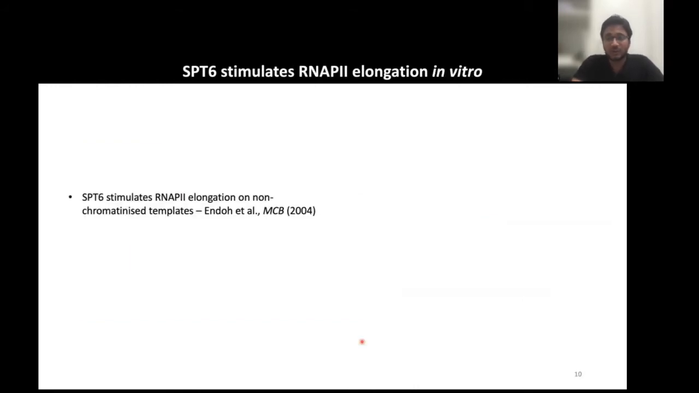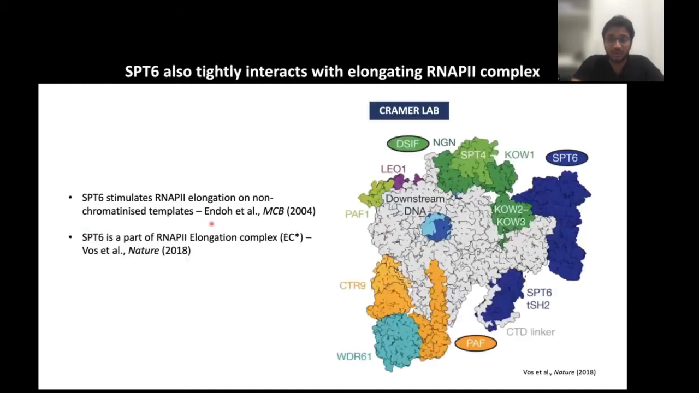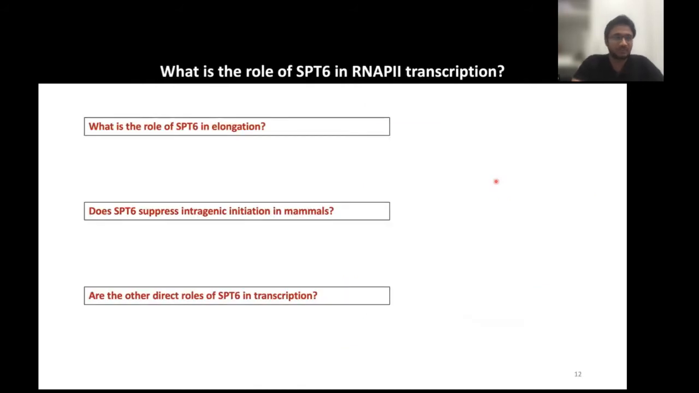One more thing that further got us interested in SPT6 was that SPT6 also stimulates RNA-Pol2 elongation in non-chromatinized templates. Furthermore, and more importantly, recently, as it was reported by Cecile Vos when she was at Patrick Cramer's lab, SPT6 tightly interacts with the elongating form of RNA polymerase II. Now, this suggests that SPT6 probably also has some direct effects on transcription, which are independent of its role as an epigenetic safeguard.